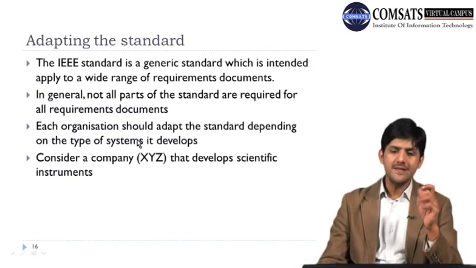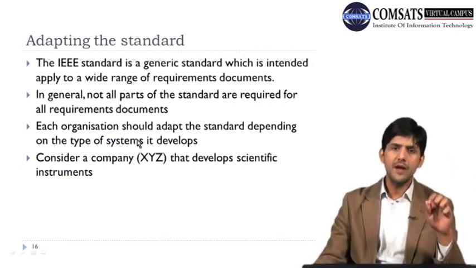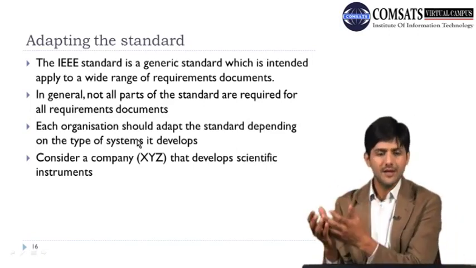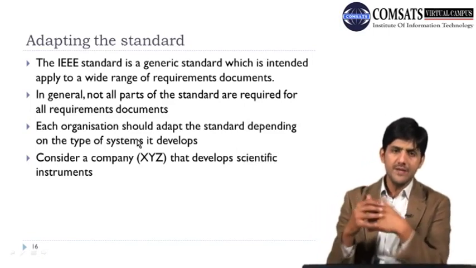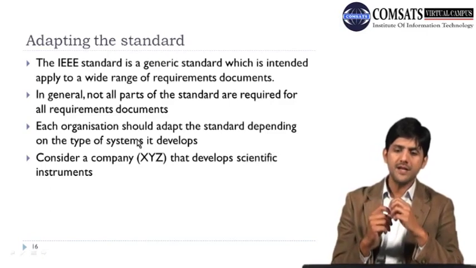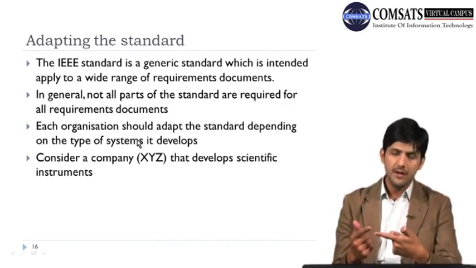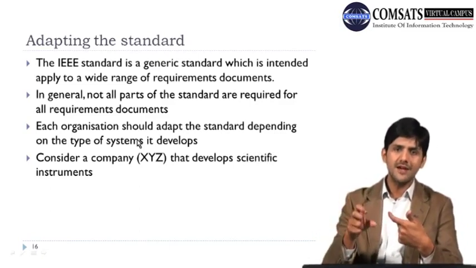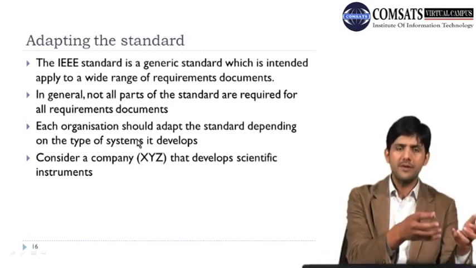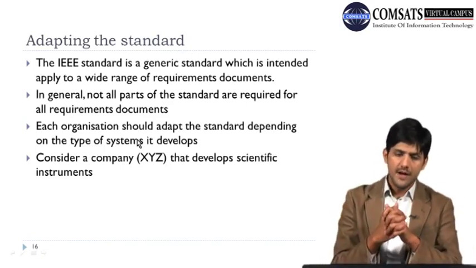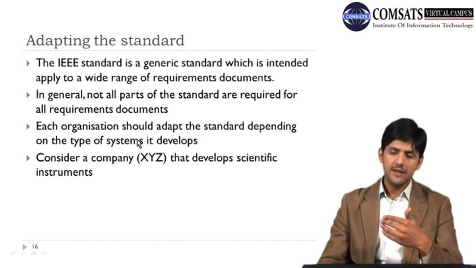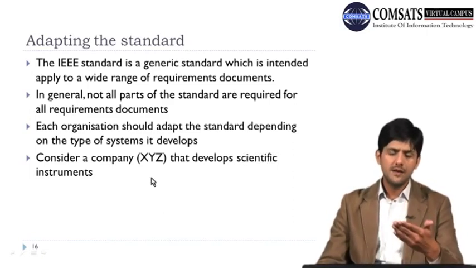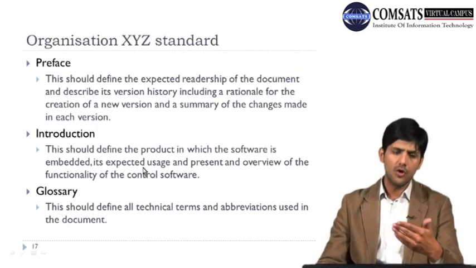Now the IEEE standard is a generic standard which is intended to apply to a wide range of requirements documents. As I said, this is not for a particular client or a particular organization. So it means that in general not all the parts of the standard are required for all requirements documents, and each organization should adapt it. This is very important, and that's why I'm mentioning it again and again: you do not just adopt a template and start using it. You need to change it according to your needs. So let's say there is a company XYZ and they develop scientific instruments. Now how would their requirements document look?